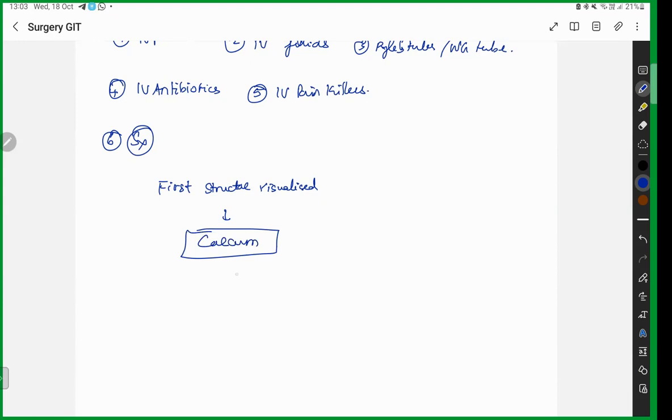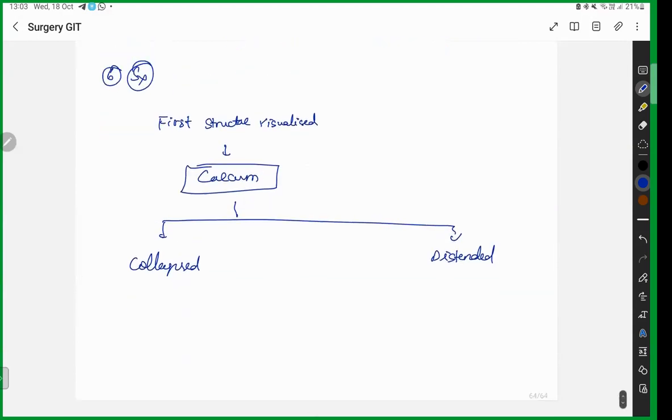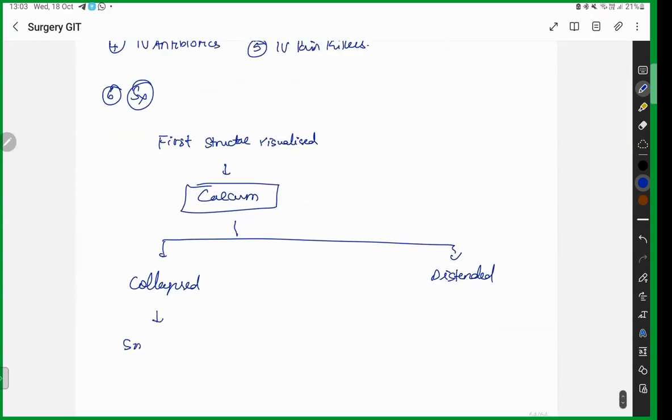So cecum பாக்குறப்ப என்ன ரெண்டு விஷயம் பாக்குறீங்கன்னா, ஒன்னு is the cecum collapsed. You're going to see whether the cecum is collapsed or whether the cecum is distended. Okay, so cecum collapsed இருக்கா இல்ல cecum distended இருக்கான்னு பாக்குறீங்க. Collapsed ஆனதுன்னா, this is nothing but small bowel obstruction. If the cecum is distended, then it is going to be large bowel obstruction. It is easy. Now you will be able to identify which is going to be the obstruction area.